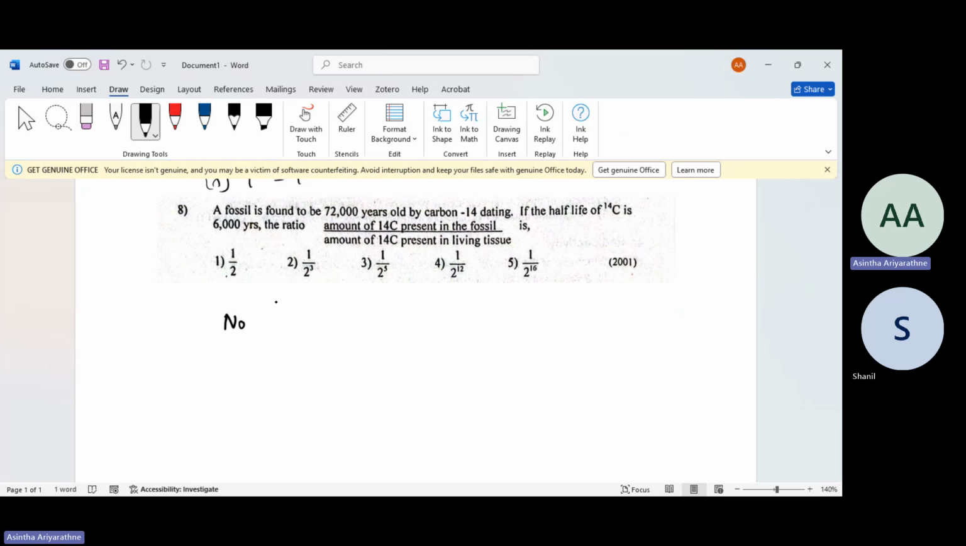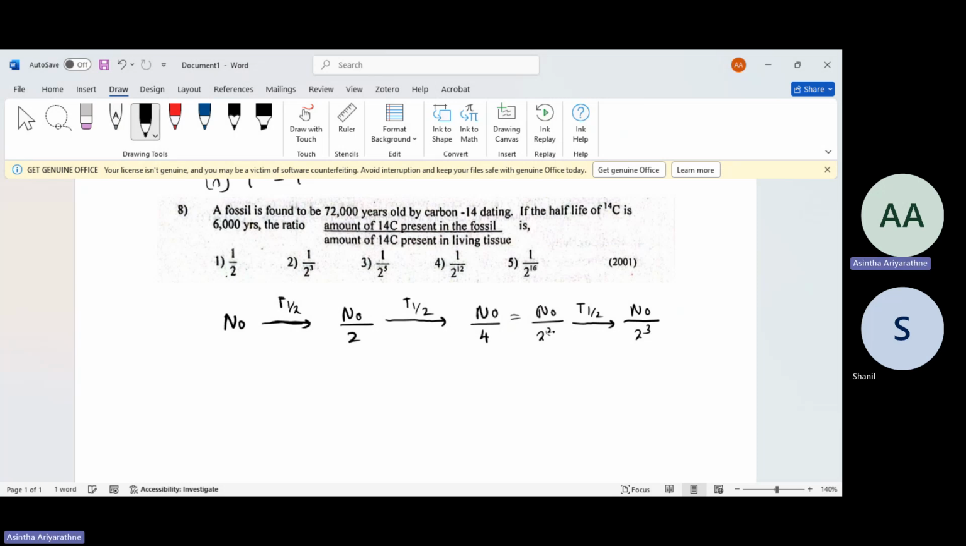So if the initial number is N naught, then after one half-life, T half, it would be N naught over 2. Then again after another half-life, it would be N naught over 4, which is equal to N naught over 2 to the power 2. Then again another half-life, it would be N naught over 8, which is N naught over 2 to the power 3.